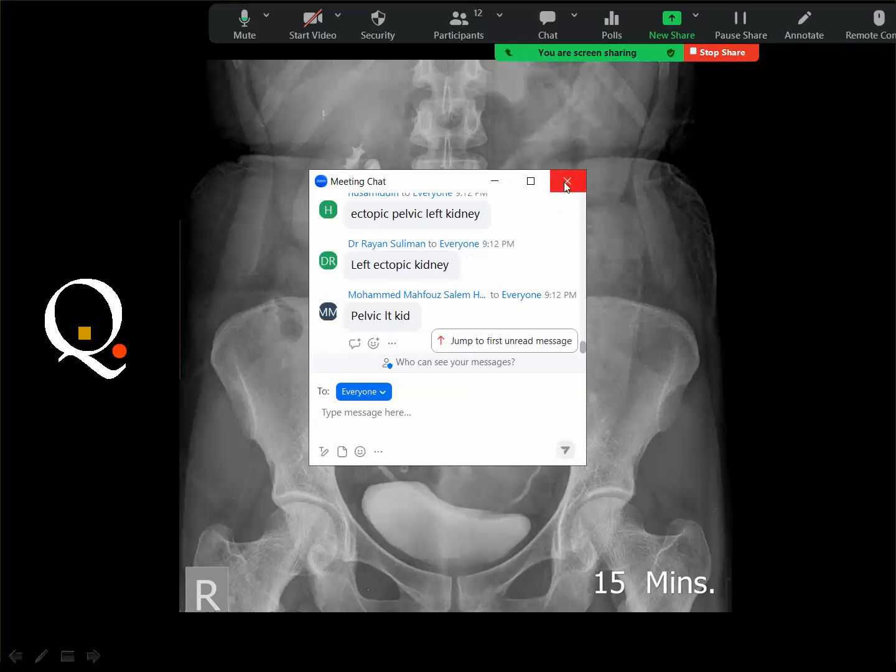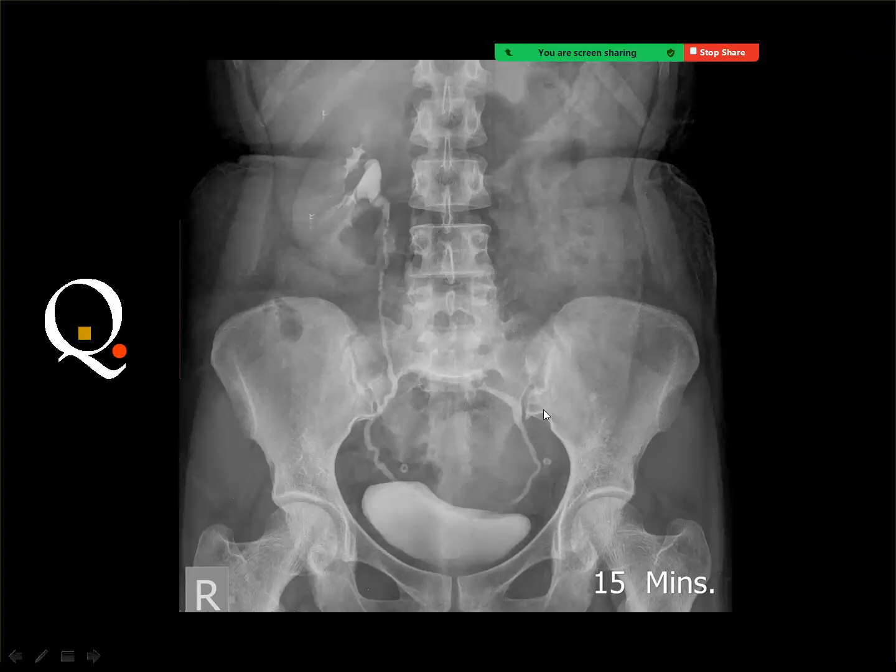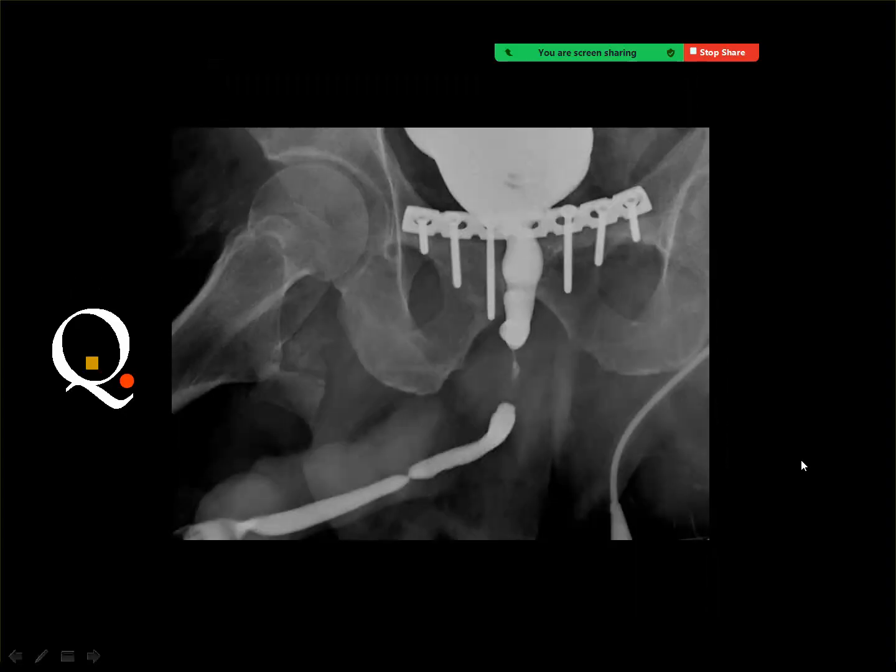Ectopic pelvic left kidney, this is right. You see that the left kidney is at the level of the sacrum, and the ureter is short, because the kidney is ectopic in the pelvis, and the right kidney is good. This is ectopic left kidney. Next case is an ascending urethrography.